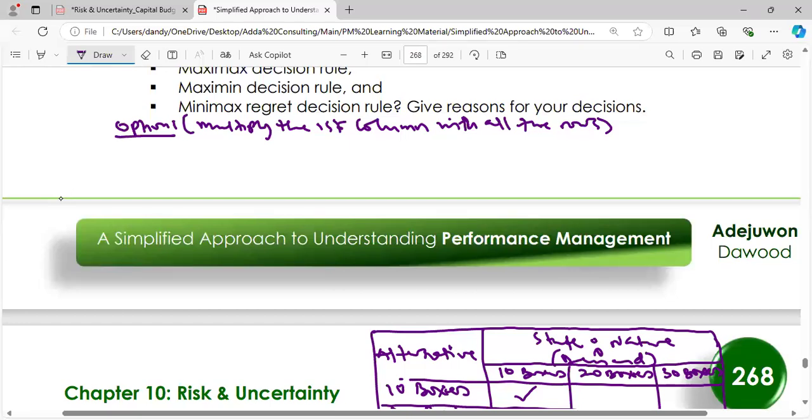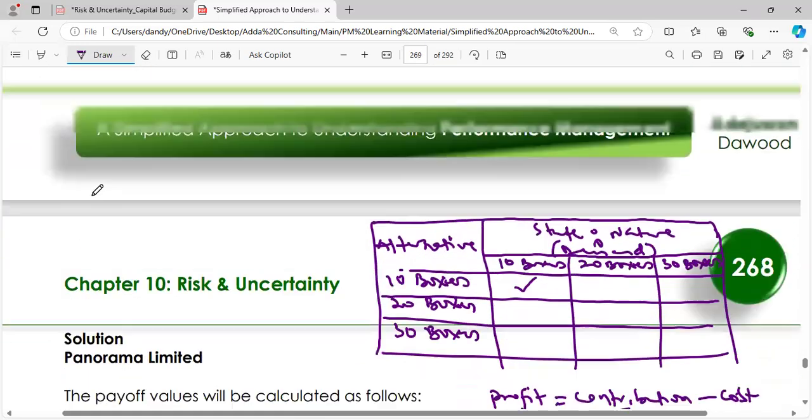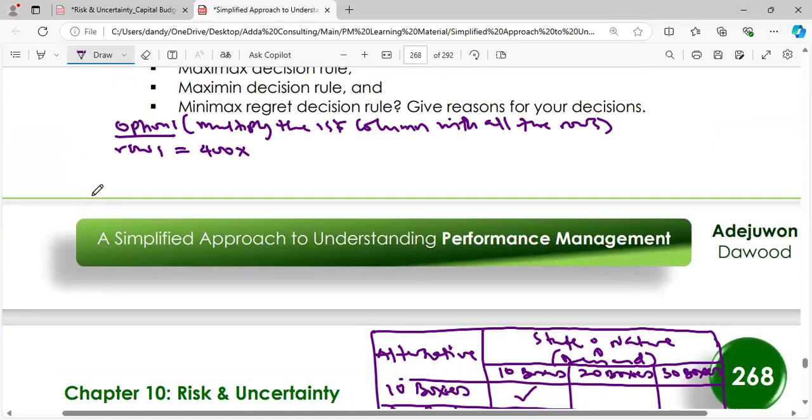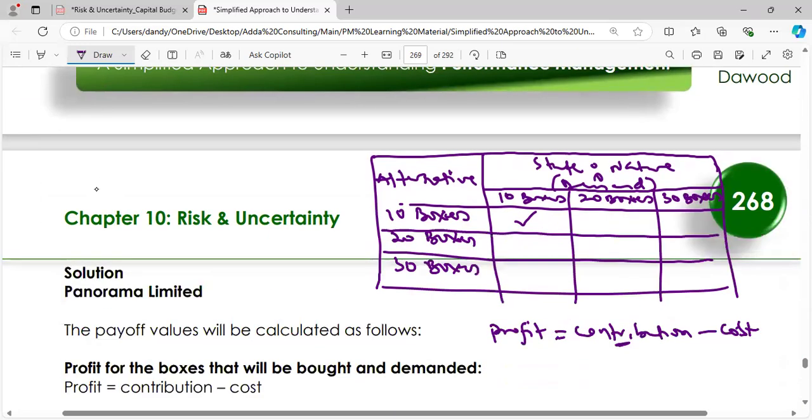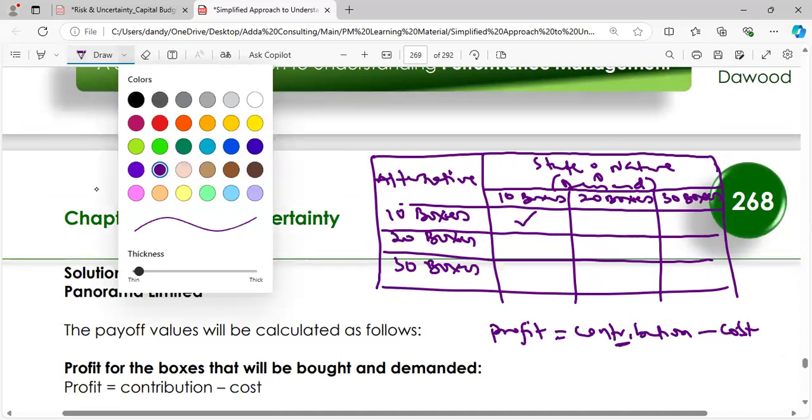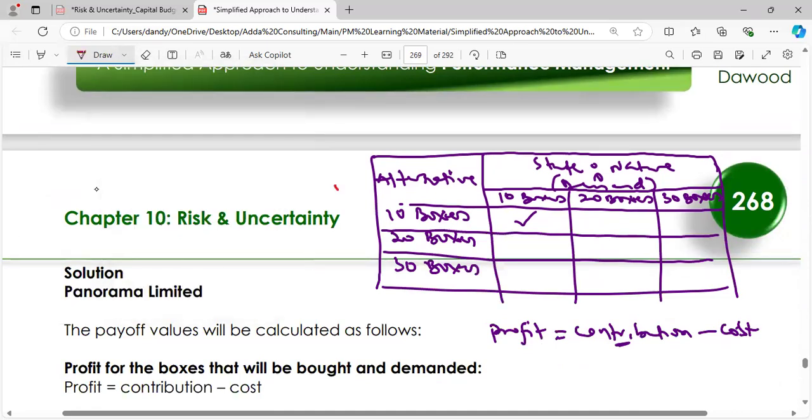Therefore, for row 1, the contribution is 400 naira multiplied by, in the first column, remember we said multiply the first column with all the rows. So, let me change the color to red. Now I want to multiply these 10 boxes with all the rows. I will multiply the first column with all the boxes.